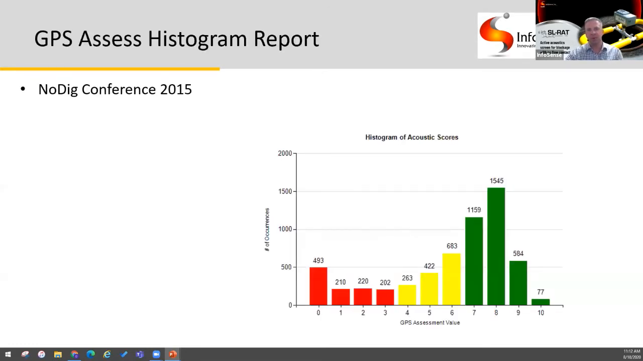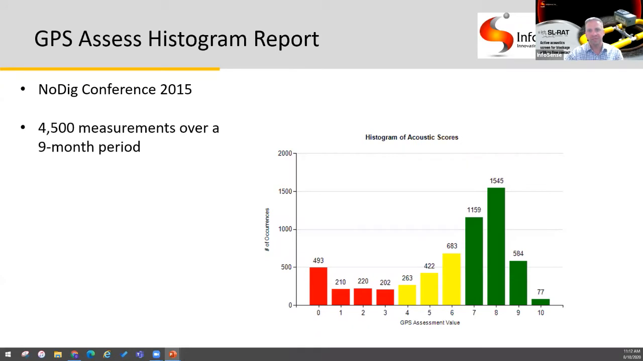The GPS histogram report takes the GPS scores created by running tests in the field and puts them into a graph. This can help see the overall health of your system. This histogram shown here is from a presentation done at the No-Dig conference in 2015. Along the bottom is the assessment score received by the SLRAT from 0 to 10, left to right, and the vertical axis is the number of pipes tested.